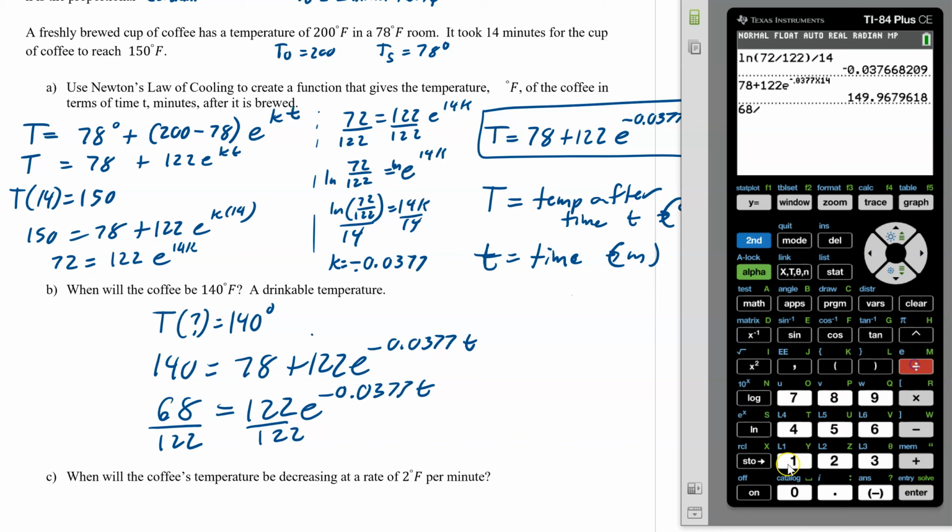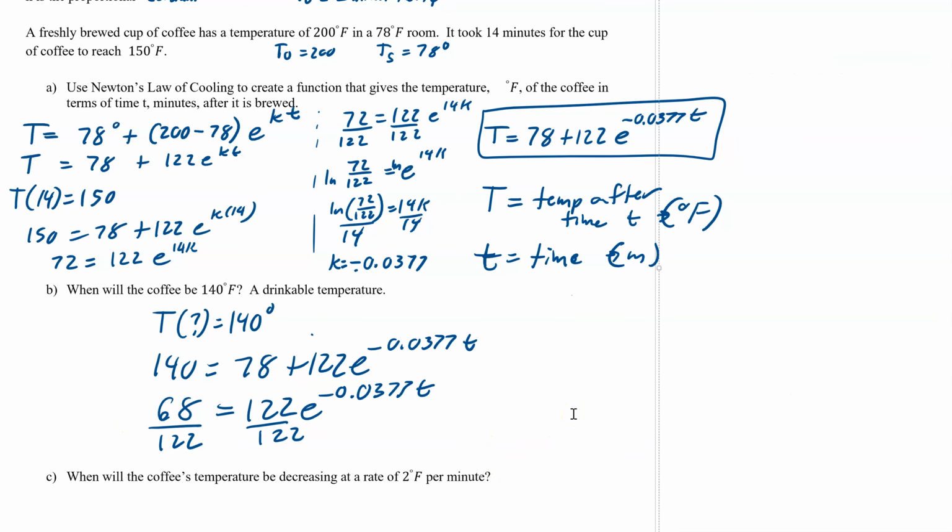68 divided by 122. Math, fraction, enter. 34 over 61, or we can use 68 over 122. They both work. But 34 over 61 equals e to the negative 0.0377 t. And then natural log.